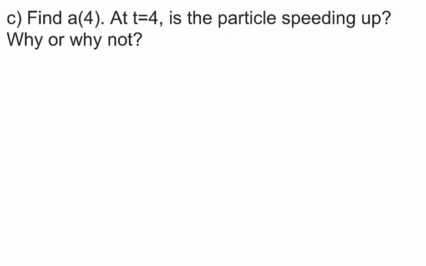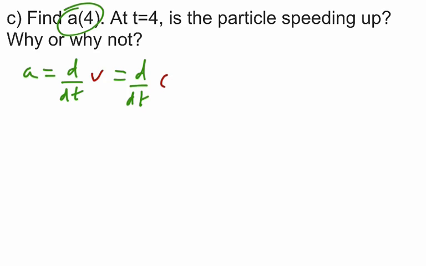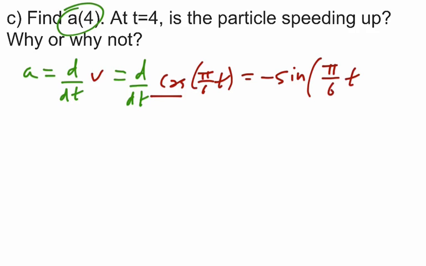Alright, part C says the first part is to find a of 4. Well, a is going to be the derivative of velocity. So let's take the derivative of cosine of pi over 6 t. To do this we're going to have to do some chain rule. First off, the derivative of cosine, the outermost function, is going to be negative sine. And then the inside stuff stays the same, pi over 6 t. And then chain rule, pi over 6.